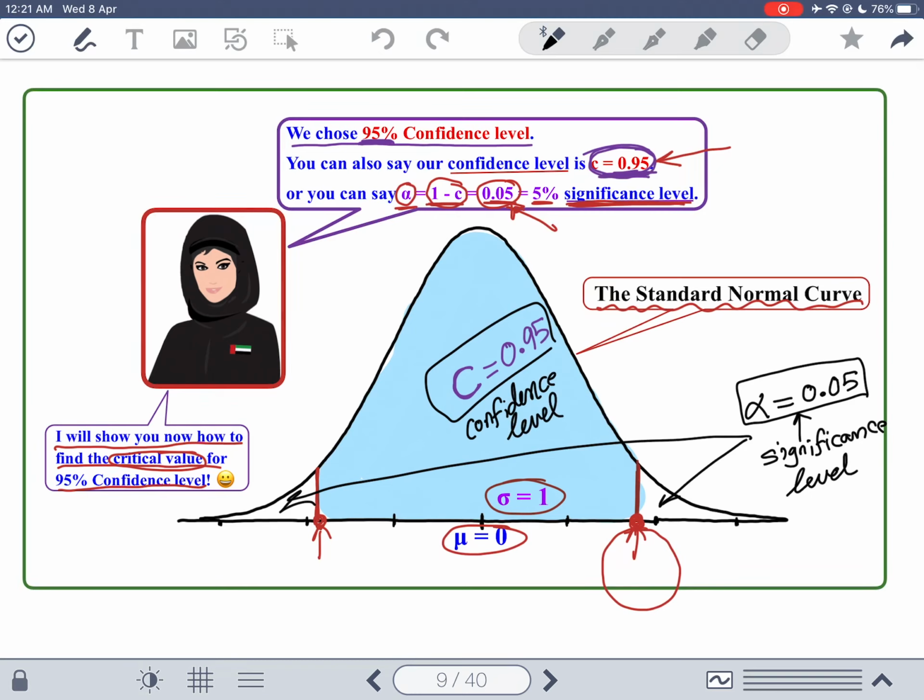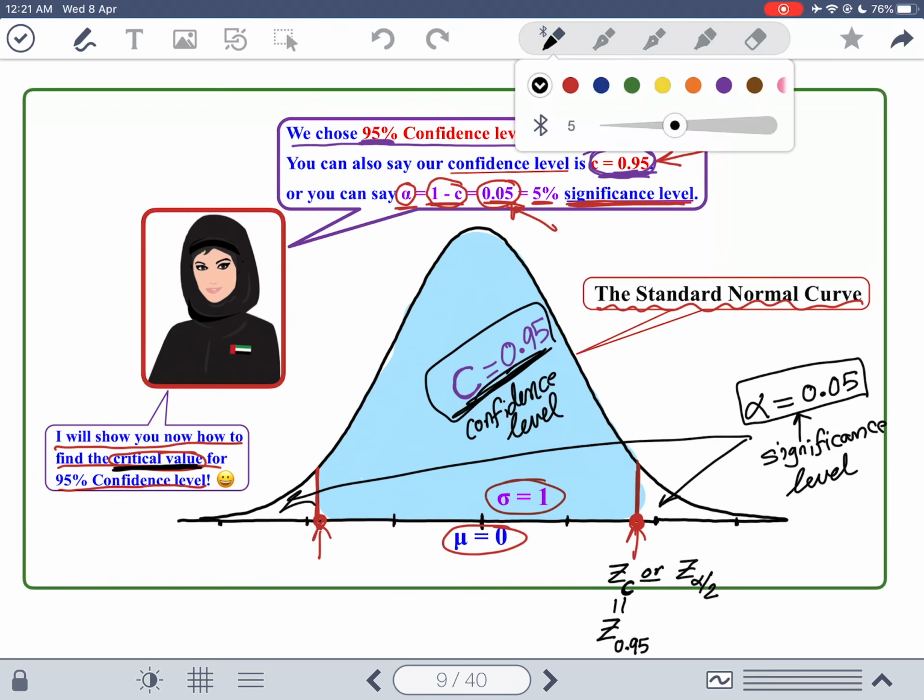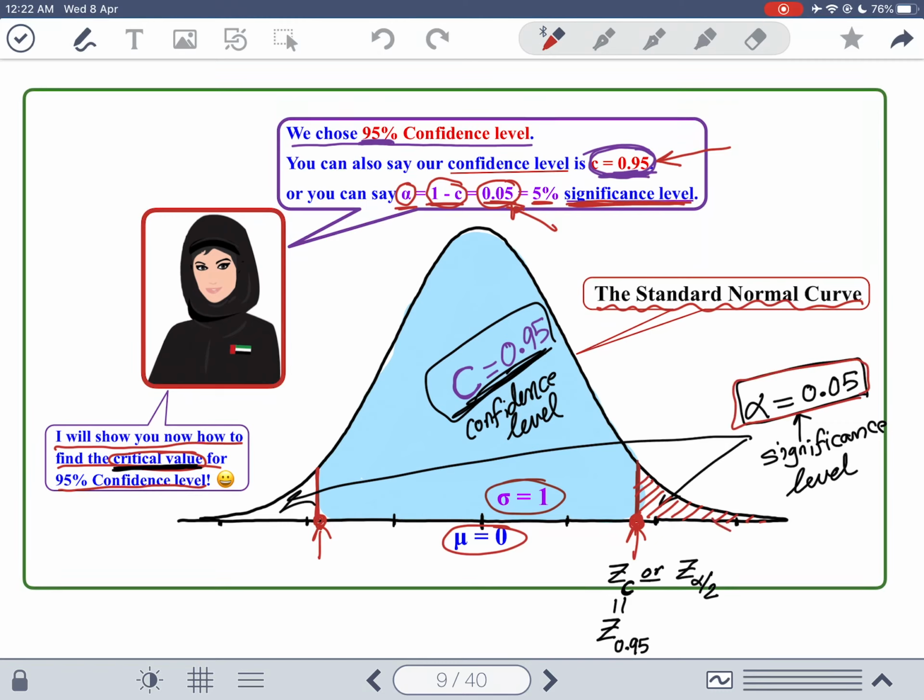So this critical value that Leonids is trying to show you is usually denoted by Z sub C. This C is from confidence. So this means that we will write this Z as Z sub 0.95. It's written like this, or you can also write it as Z sub alpha over 2. Why do we say alpha over 2? It's because of the area here. If you take just one of the two tails of this standard normal distribution, the two together are alpha. The two together are 5%. So one of them is alpha over 2.